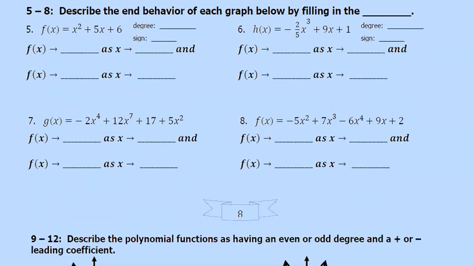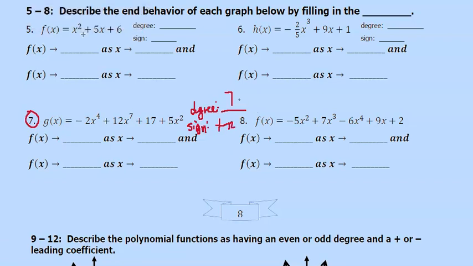Alright, let's look at 5 through 8. Describe the end behavior of each graph below by filling in the blanks. Let's look at number 7. g of x equals negative 2x to the fourth plus 12x to the seventh plus 17 plus 5x squared. Now the first thing we want to do is find the degree and the sign. The degree is the highest exponent, 7. And then the sign would be positive because 12 is positive.